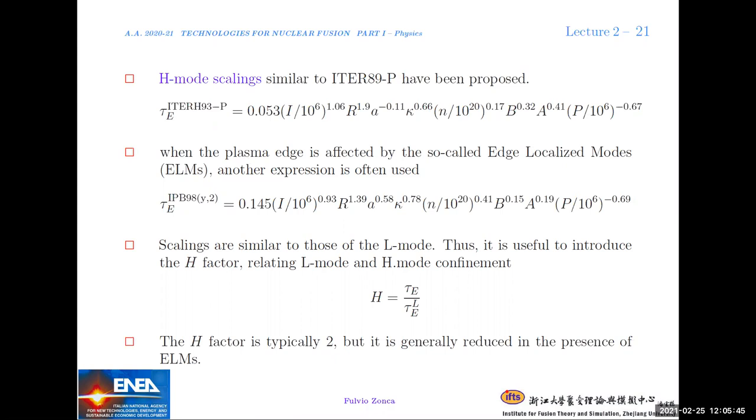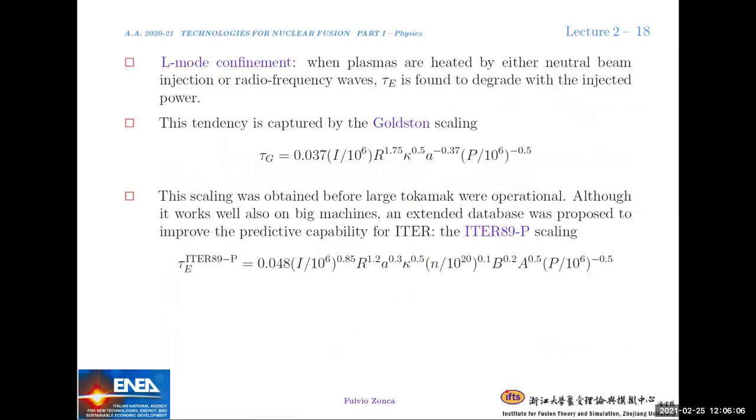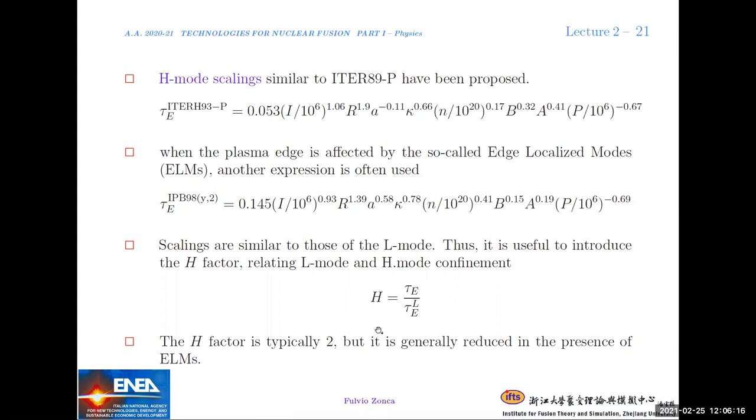So basically what one could say is, let me introduce a factor, which I call the H factor, that tells me the energy confinement time over the confinement time that I have for the L mode. And remember, the L mode scaling was this one, in ITER 89P. So if I introduce this factor H, this operation regime tells you that the H factor is typically 2, so it's a number, and is generally reduced below 2 if these ELMs are excited.